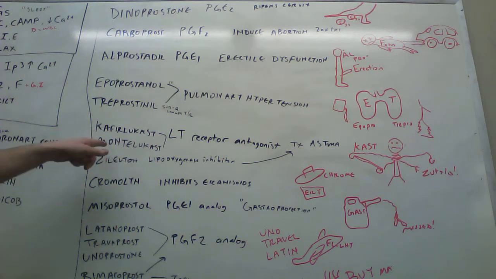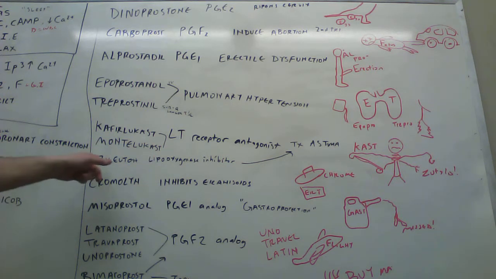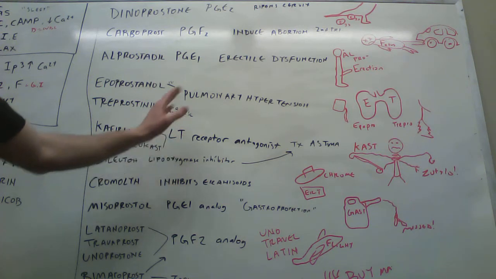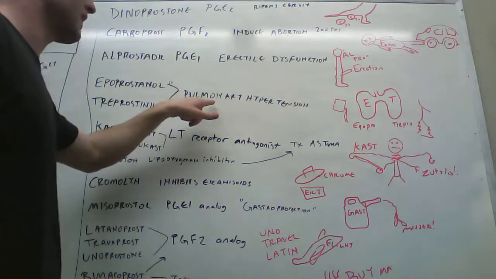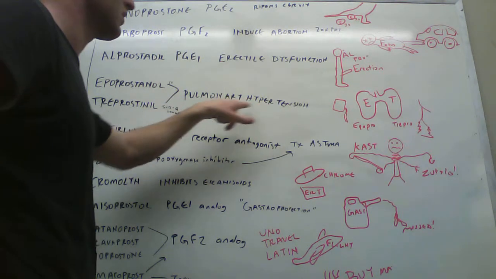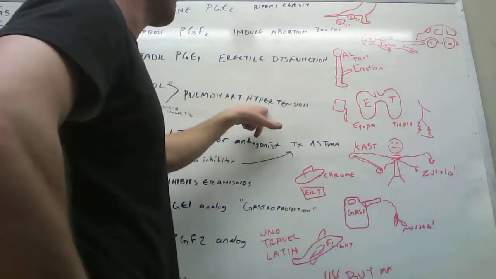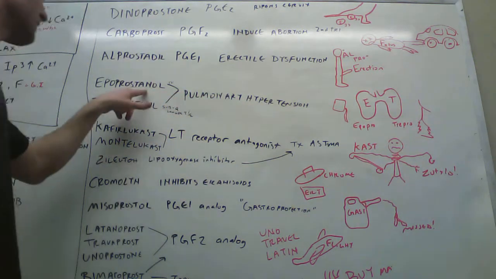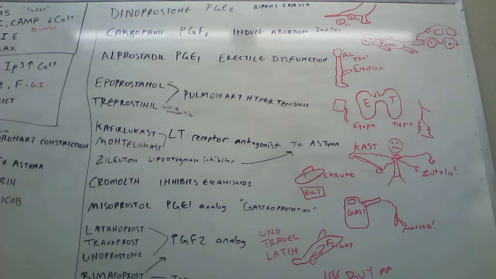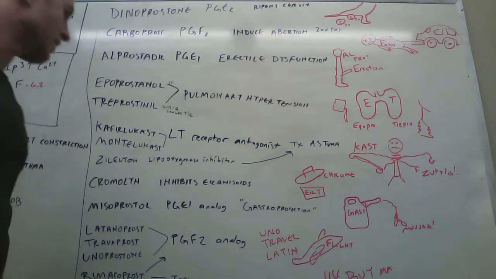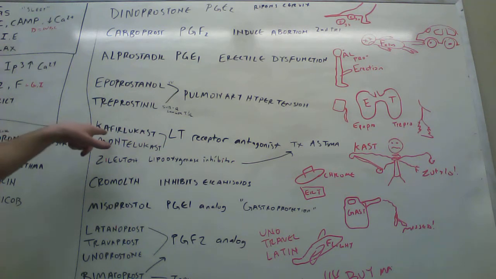Zafirlukast and Montelukast, and also Zileuton. All these are, oh, I forgot, sorry, we go back. The lungs here for E.T. is because it has pulmonary hypertension. So from E.T., pulmonary hypertension, that's what this treats. I think this is actually called prostacyclin as well. Epoprostenol is also prostacyclin. Okay, now going back in here.